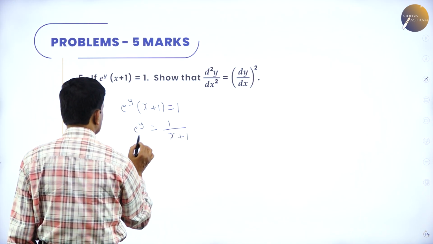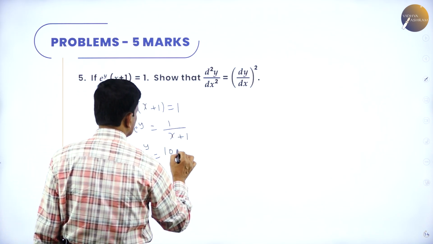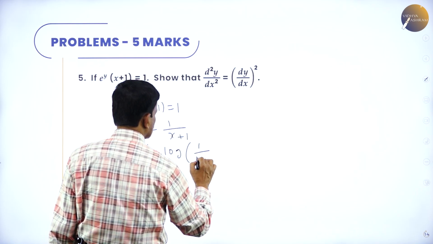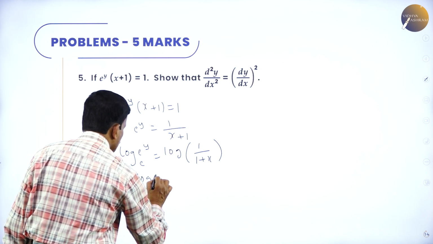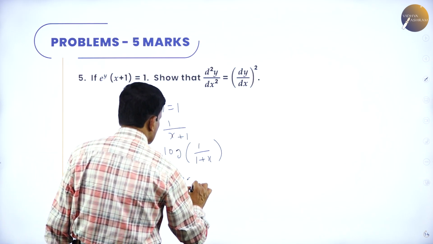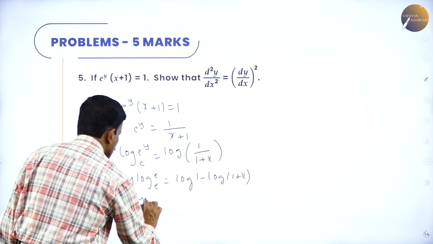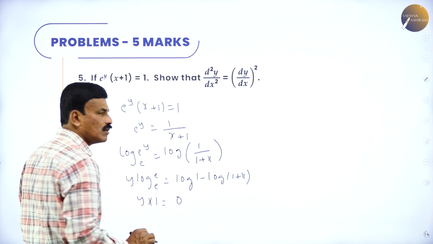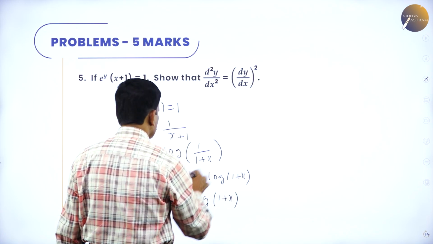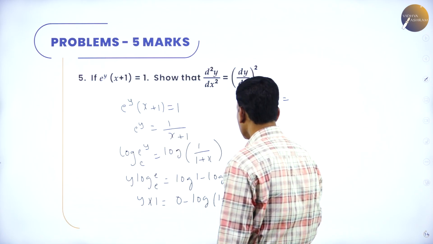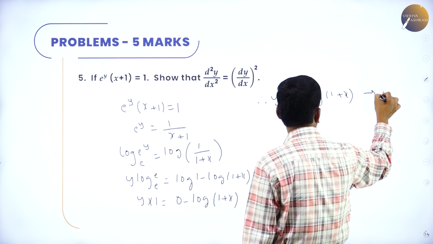Taking log on both sides, this can be written as logarithm of e to the power of y to base e is equal to logarithm of 1 by (x plus 1). So this is nothing but y log e to base e is equal to logarithm of 1 minus logarithm of 1 plus x. Log e to base e is equal to 1 and logarithm of 1 to base e is 0, minus logarithm of 1 plus x. So therefore we can write y is equal to minus of log (1 plus x). Let us represent this as 1.